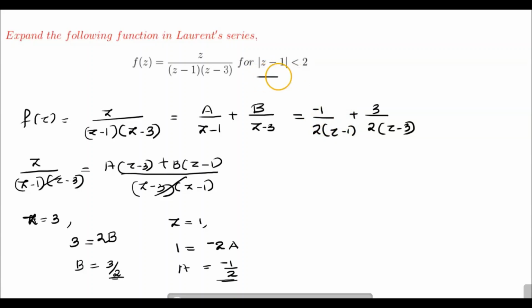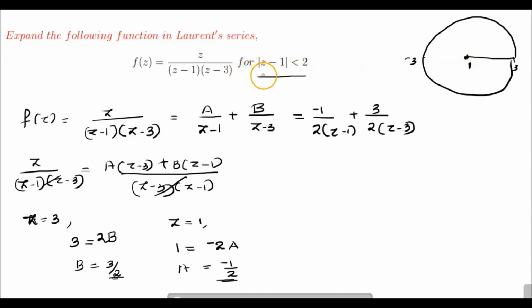Now let's check the region. This is mod z minus 1 less than 2. It is just given in the question, but we cannot find any Laurent's series expansion in this region since we have z equal to 1 and z equal to 3 as singularities. The region is given by a circle centered at 1 with radius 2. One centered, 2 radius circle means from minus 1 to 3.